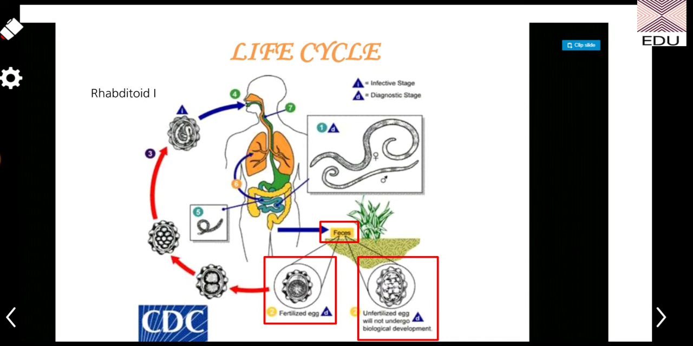So these are the eggs which are coming out into the feces on the open grounds wherever we have got the unhygienic conditions or the open defecation. So these fertilized eggs are present over those areas. Now, these fertilized eggs are the diagnostic stage of Ascariasis.